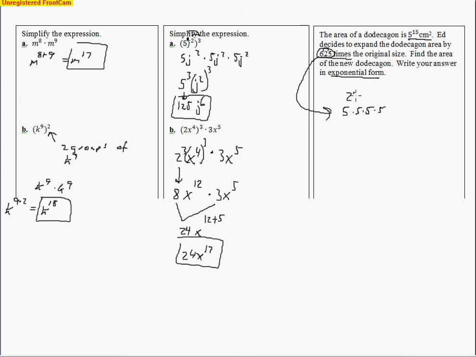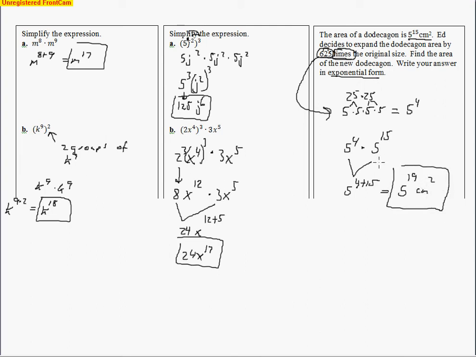I got that because I knew 625 was the product of 25 and 25, and 2 5's make 25, so 5 to the 4th power is what 625 is. Now it says we're going to make the area 625 times that size. So we're going to take that 625, which is 5 to the 4th, and multiply it by 5 to the 15th. And we have the same base now, so we can add the exponents up. So 4 plus 15 makes 19. So 5 to the 19th power centimeters squared. That's the area of the new dodecagon.